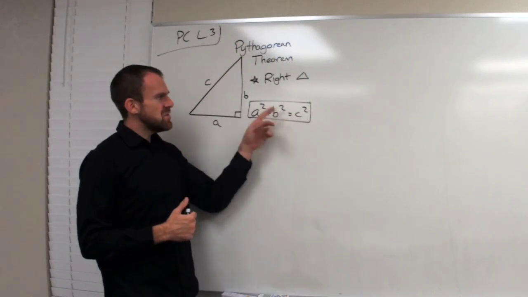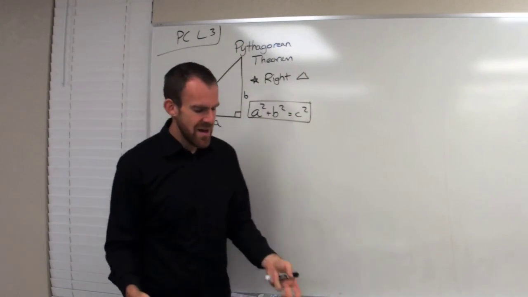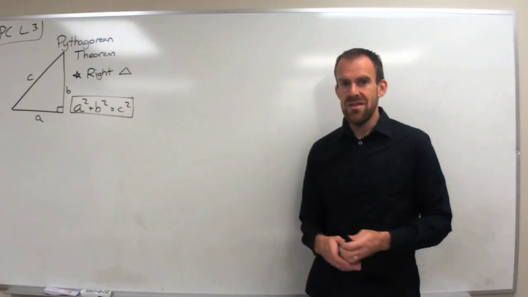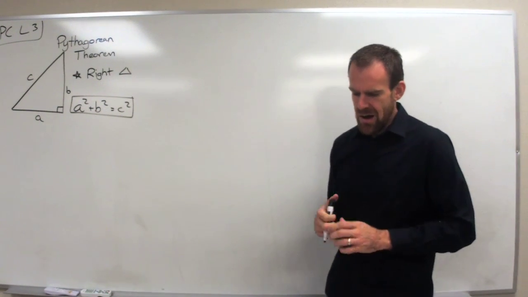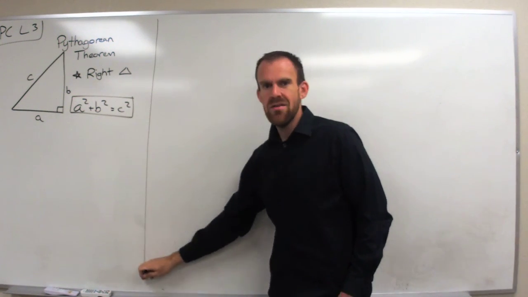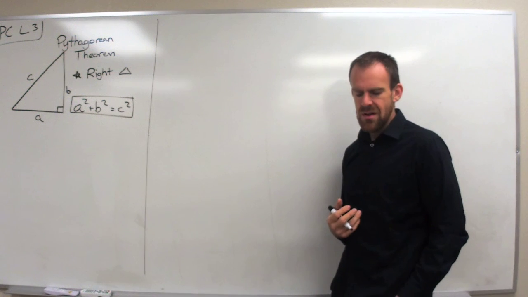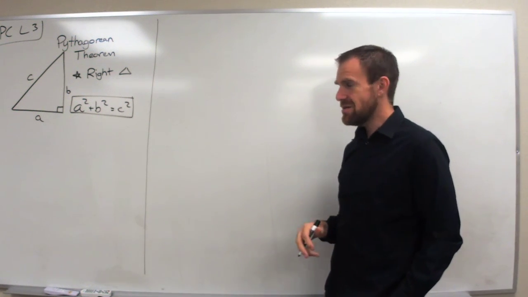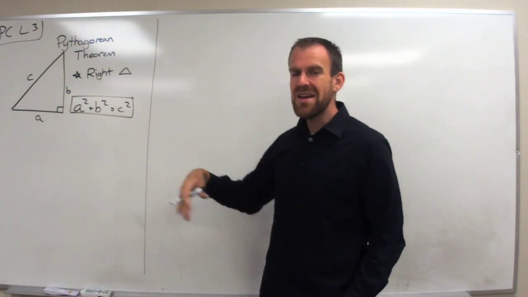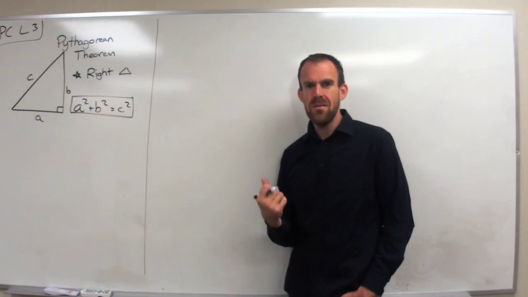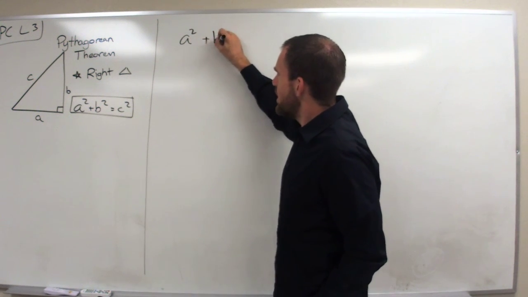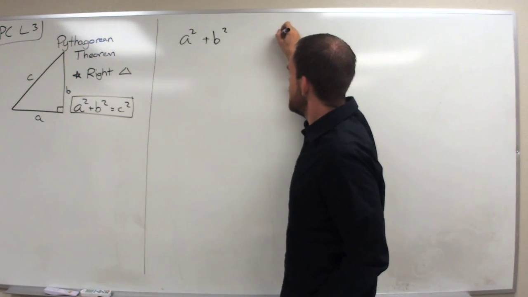Anyways, C is always the hypotenuse or the longest side. The easiest way to find the hypotenuse is to look opposite the right angle. So with that, you may be surprised to find out that there are two other forms called triangle inequalities. We can classify a triangle based on how a squared plus b squared compares to c squared.